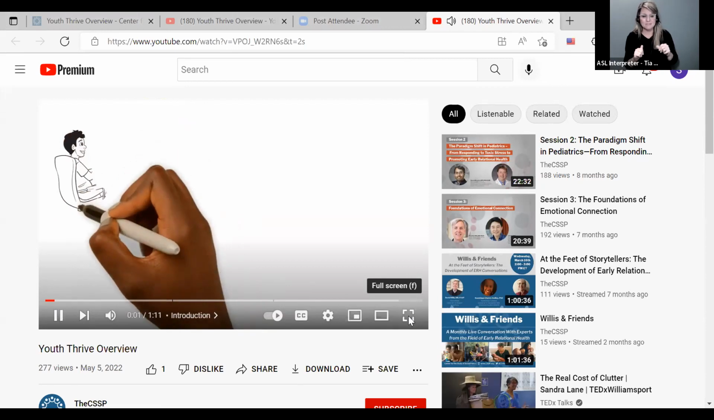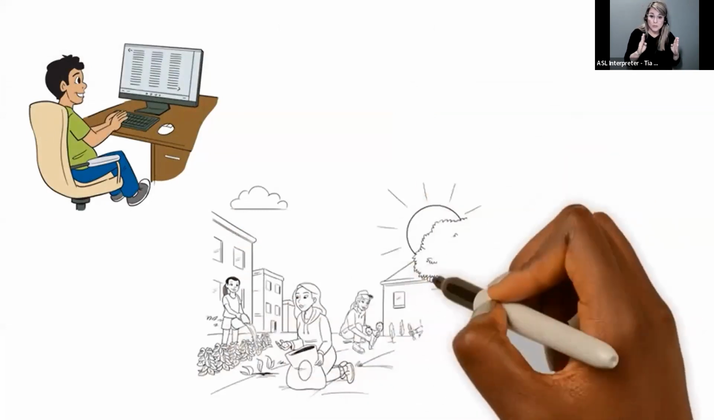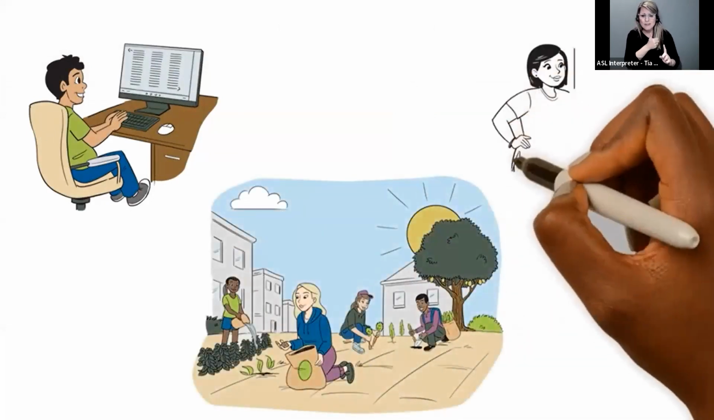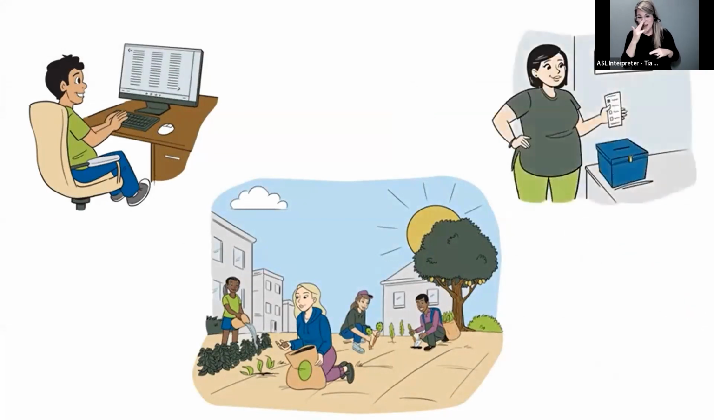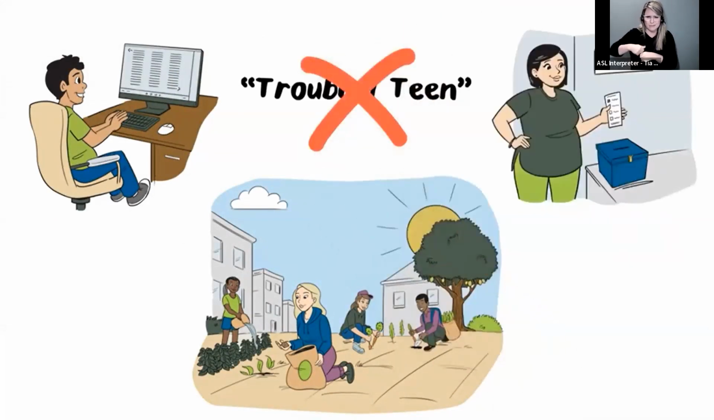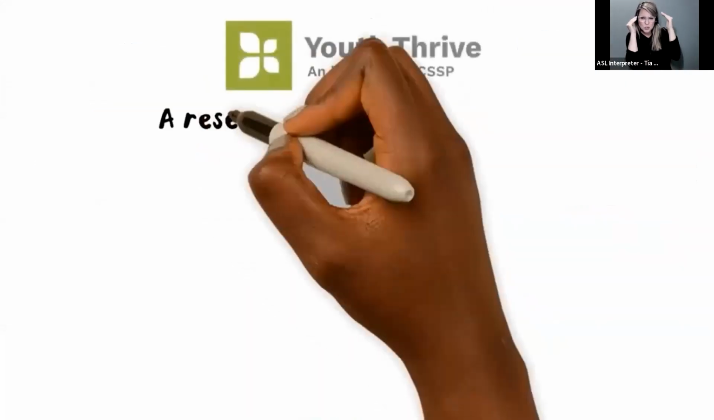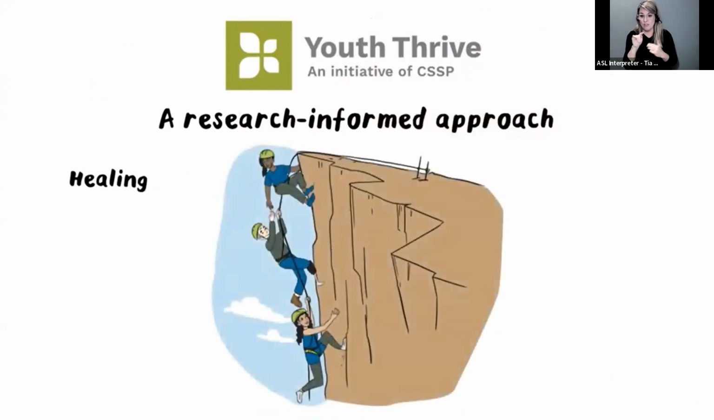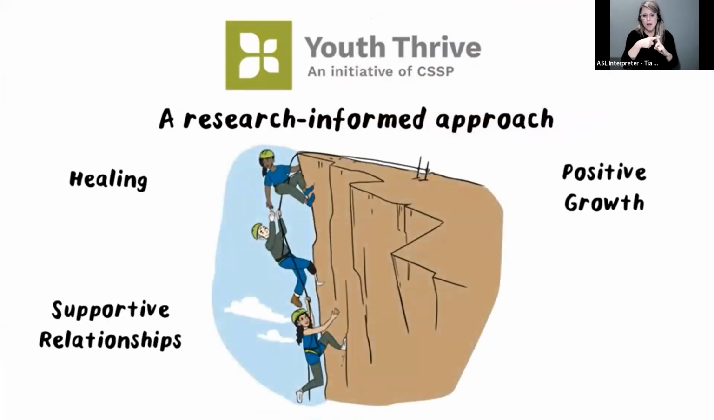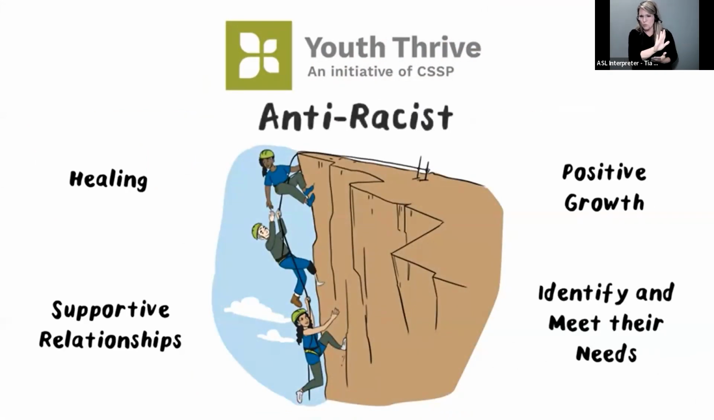Adolescence and early childhood are critical periods of development. With the right opportunities and supports, they can be periods of creativity, self-discovery, and adventure. New research about adolescent development shows us that the idea of the troubled teen is outdated and needs to be replaced with the idea that adolescents are promising young adults in progress. Youth Thrive is a research-informed approach that promotes healing, positive growth, supportive relationships, and helps young people identify and meet their needs. Policies and programs must be anti-racist to help support young people's healthy development and well-being, and Youth Thrive was built with this in mind.